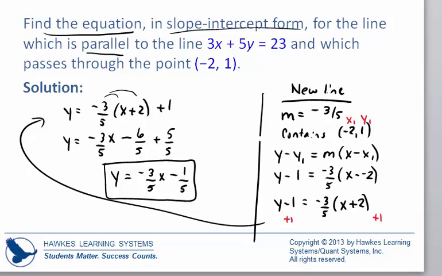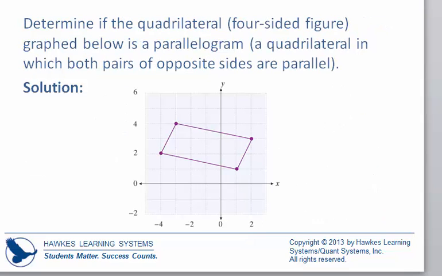Okay, our last example for parallel lines is a little different. It gives us a quadrilateral, which is a four-sided figure, and asks us to determine if the quadrilateral is a parallelogram. In order for it to be a parallelogram, we have to have both pairs of opposite sides parallel. So let's look at working this out.